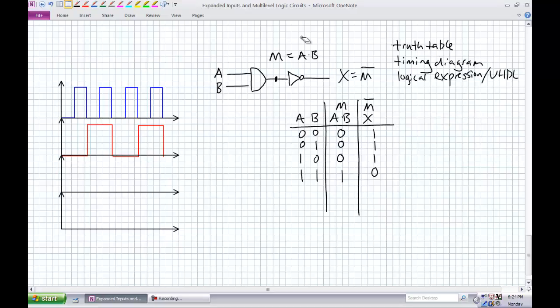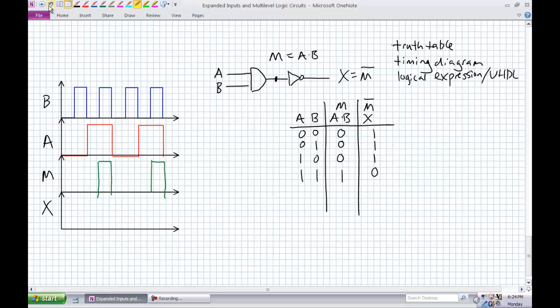Let's talk about the timing diagram. What would the timing diagram look like? Notice, I haven't just said X. Okay, if that's B and that's A, I've got an extra space in the timing diagram there. You're authorized to do this. What does M look like? Well, M looks like an AND gate timing diagram, where its output is high when all its inputs are high. Makes sense. What does output X look like?